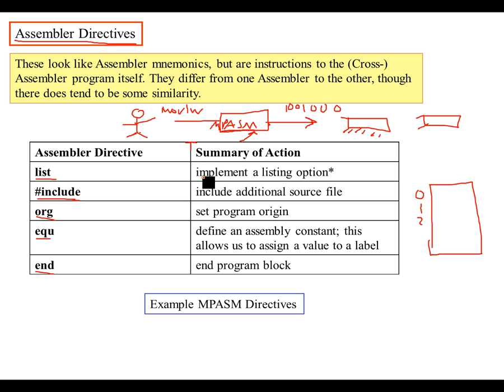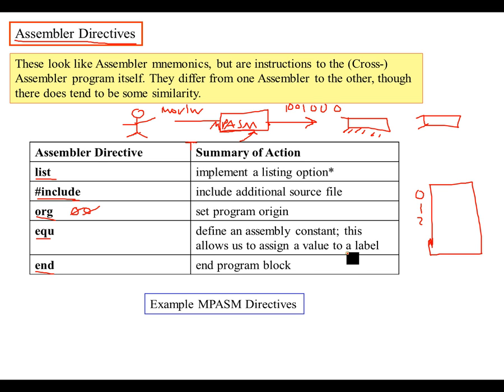So list just implements a listing option. We'll talk about that later. Pound include includes an additional source file. This is good for headers or things like that. Org we use to set the program origin. A lot of times the org statement is going to be org 00, which just means start at 00. Sometimes we use this to skip the interrupt vector.